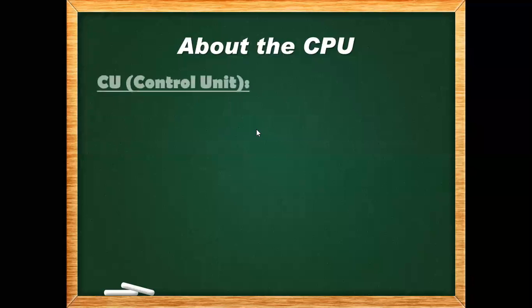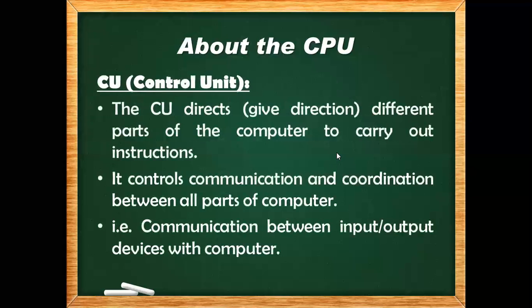The second part we see is CU. The name of that part is control unit. C stands for control, U stands for unit. As its name shows, it does the control. As the name is control, it will surely do the control. But what type of control? Let's see. The CU directs. The word directs means giving direction.